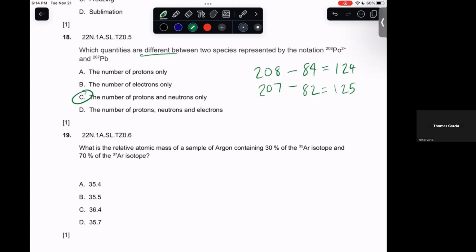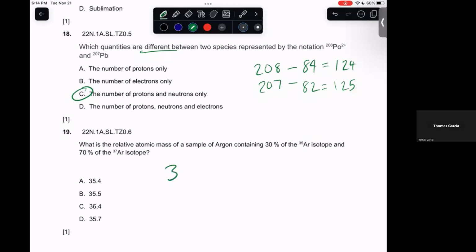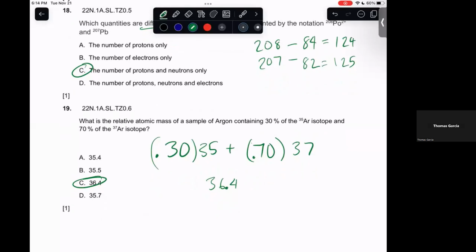What is the relative atomic mass of a sample of argon containing 30% of the Ar-35 isotope and 70% of the 37 isotope? So we're going to do 0.30, because it's a percent, times 35 plus 0.70 times 37. And you all get calculators for this, but your number should be closer to 37 because we have more of the 37. So it's going to be C. If we do the math, we still will get 36.4. But again, you can just logic it out. Our number is closer to 37, so we should have something that's at least more than 36.